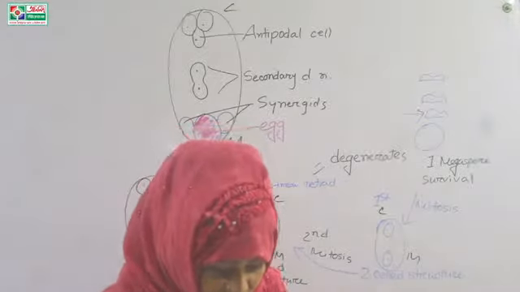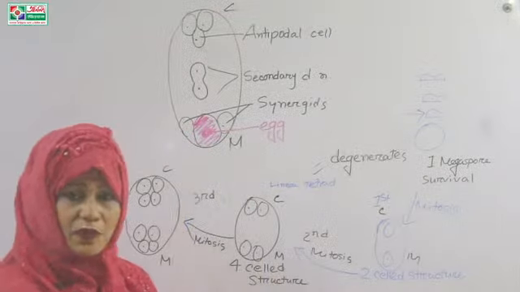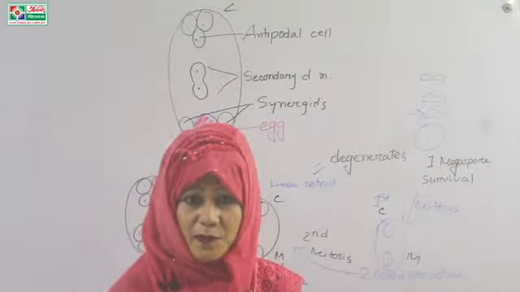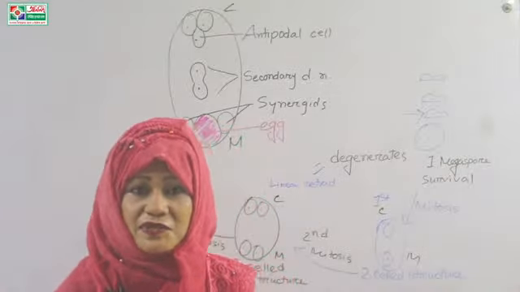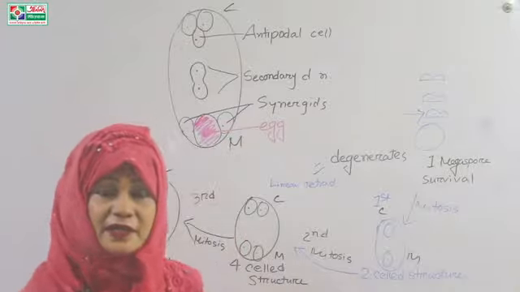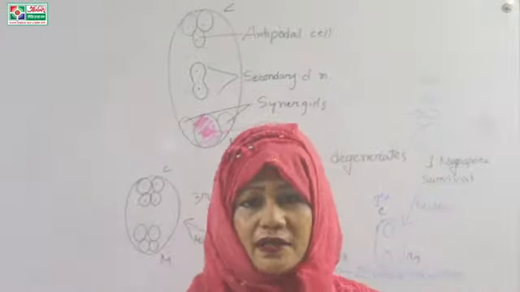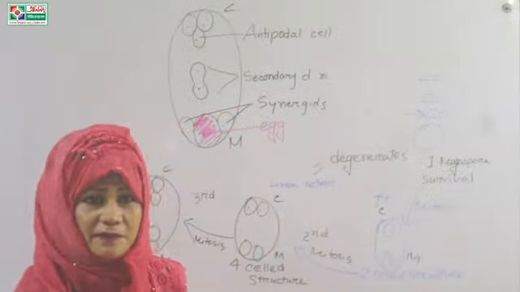Now about the function of the antipodal cells. What are the functions of the antipodal cells? The antipodal cells provide nourishment to the developing secondary diploid nucleus. They provide nourishment. Clear?